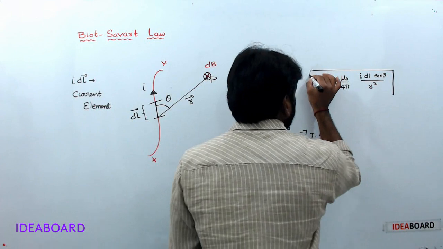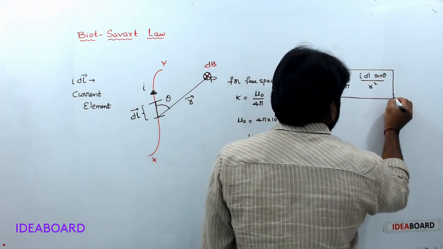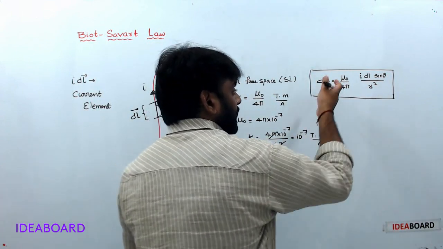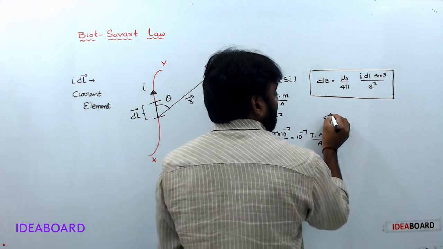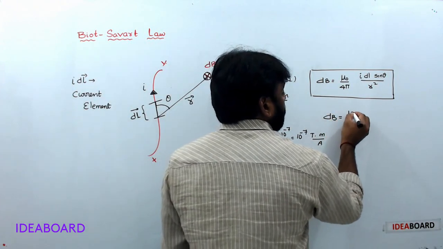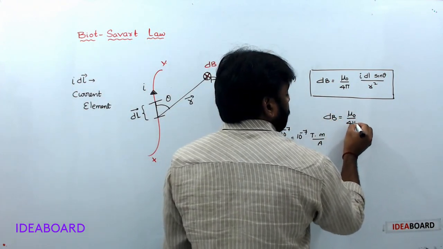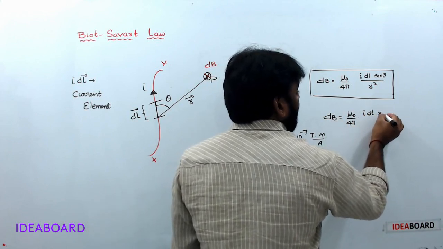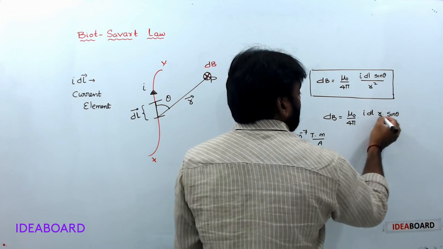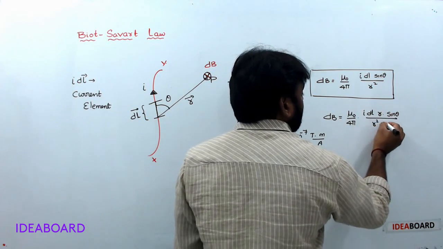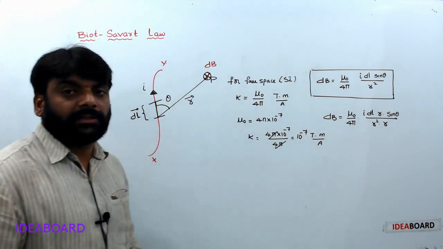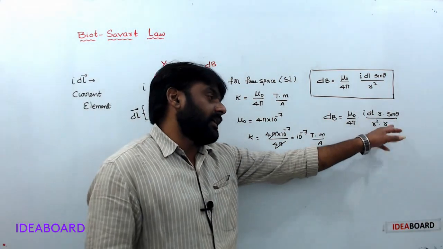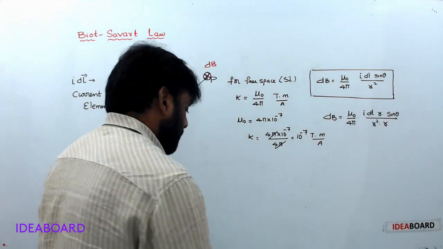In free space, now we can write dB is equal to mu naught by 4 pi I dl r sine theta by r square into r. Is it correct or wrong? It is correct because we multiplied with r and divided with r.